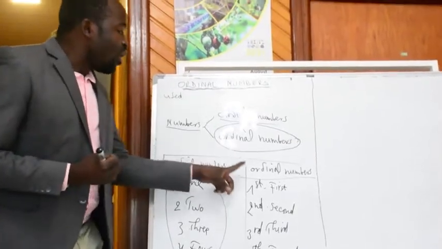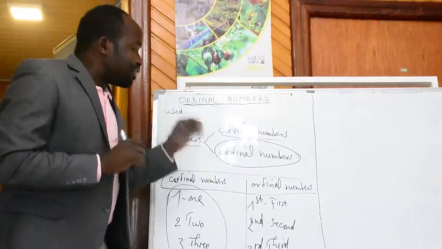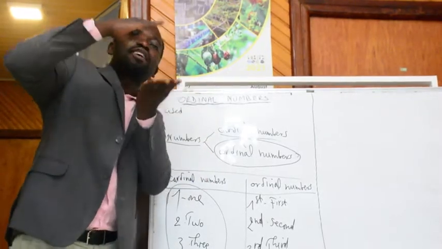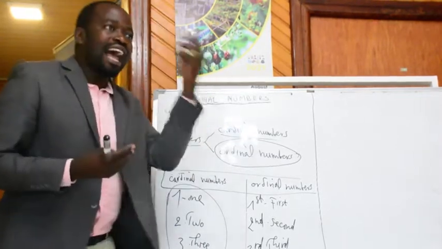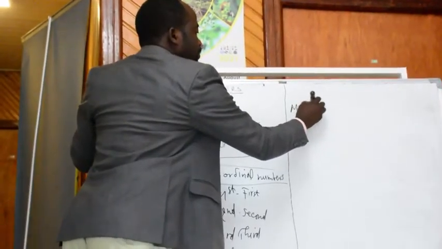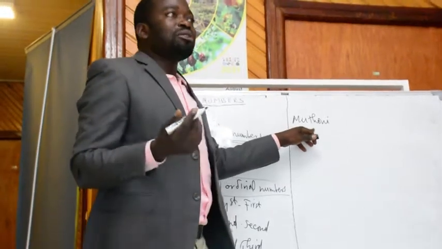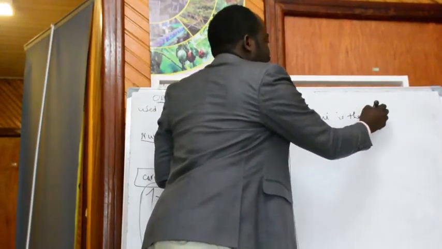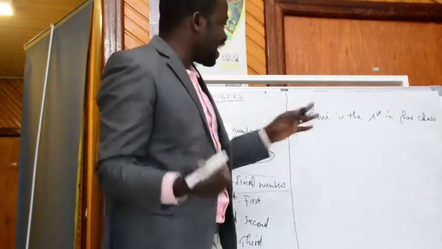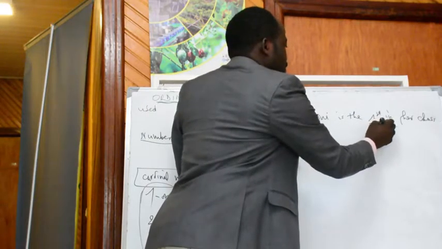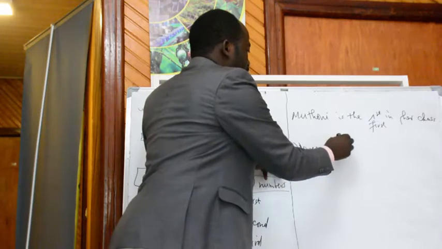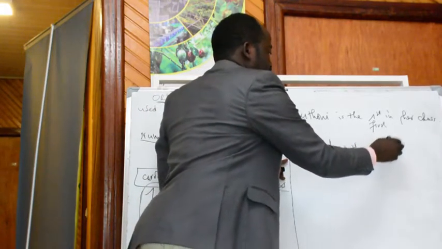And ordinal numbers, our focus today, are used when we are ranking, when we want to express the degree, how things are different, when we want to express the quality. For example, a child at school, Motoni, is the first in her class. Wow. She is the first in her class. Here I use the first. Do you know the second one?